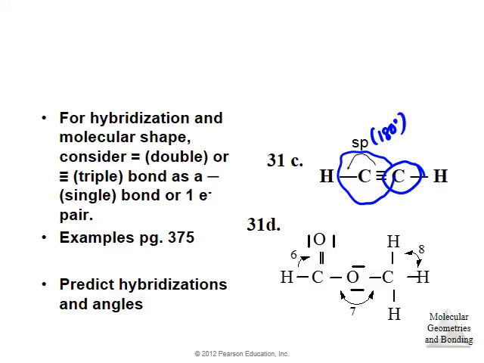Now let's look at 31D. Let's first focus on the carbon shown with number 6. Around this carbon you have a double bond, that would be a single electron domain. So let's see how many electron domains we have: 1, 2, 3. Around that carbon we have 3 electron domains, and 3 electron domains would have sp2 hybridization, and that goes with a 120 degree angle.